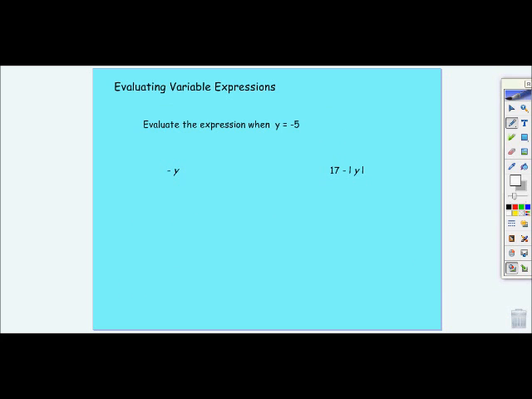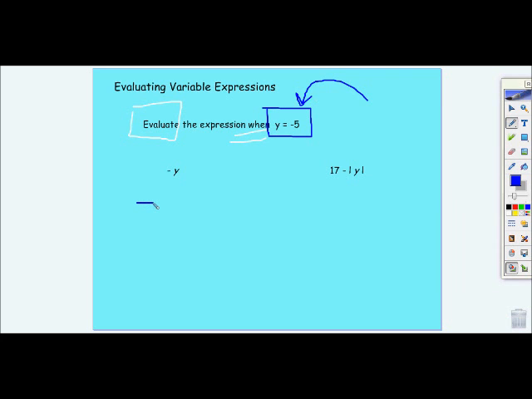So it says evaluate. Oh, there's that word again, evaluate. So we're going to go ahead and evaluate variable expressions. Now in this case, let me change back to the blue. It's a little easier for us to read. In this case, this is a special case. I want you to take note of this, that the variable y is negative 5. Okay? Another word for negative is opposite. So our first expression says negative y, or opposite y.